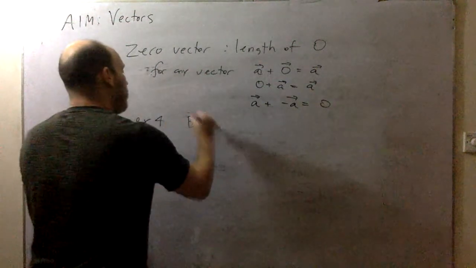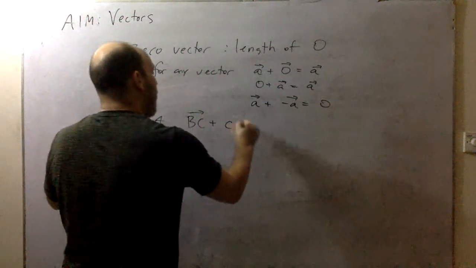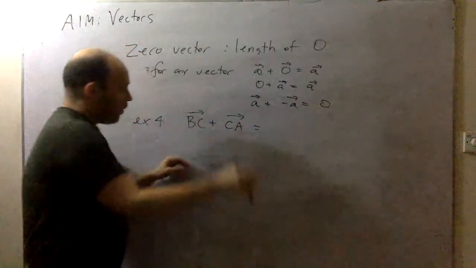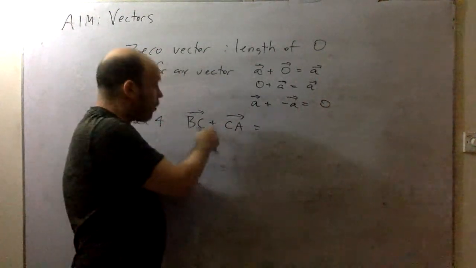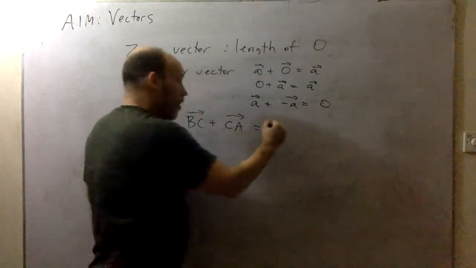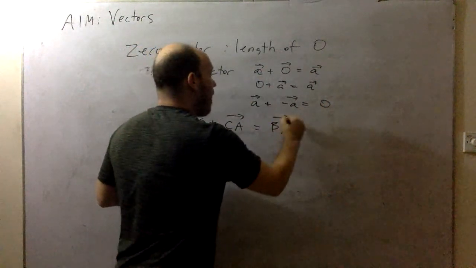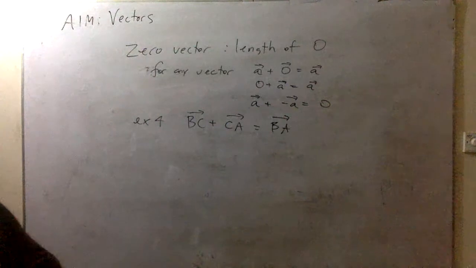So the idea is find a single vector which is equal to B C plus C A. Well, where do we start? We start at B and go to C. Where's our next journey? Our next journey starts at C and ends at A. A single vector, BA. That's it.